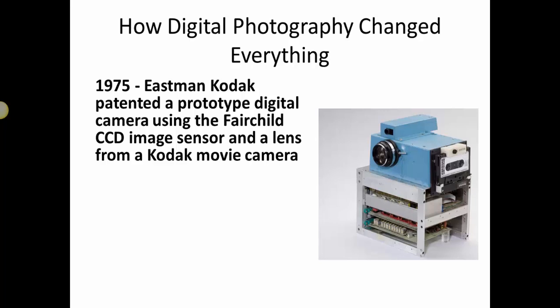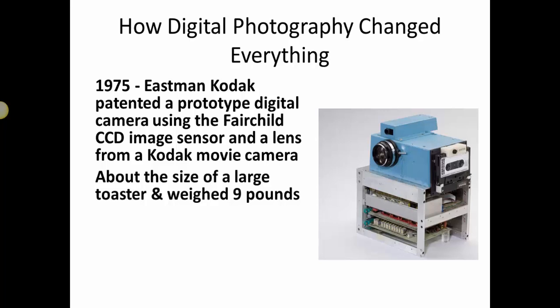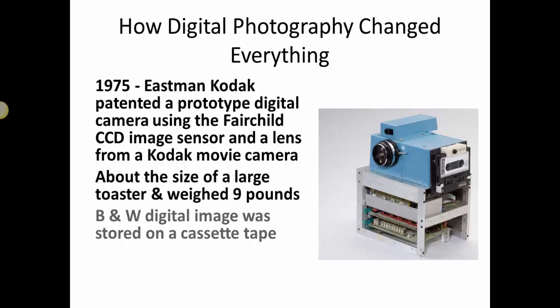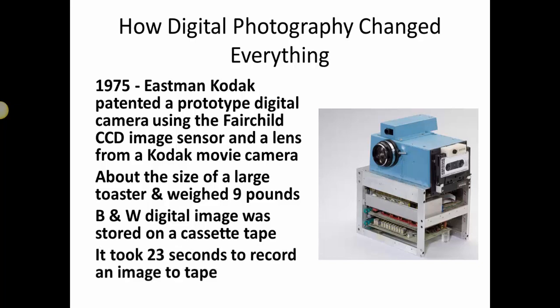Well, 75 years later, this is a prototype of the earliest digital camera that used that CCD. And it used a lens from actually a Kodak movie camera. And it wasn't small. It was pretty heavy. And it only did black and white, and it actually stored it on a special cassette tape. And it took 23 seconds to record an image to tape. So you weren't getting anything that moved.